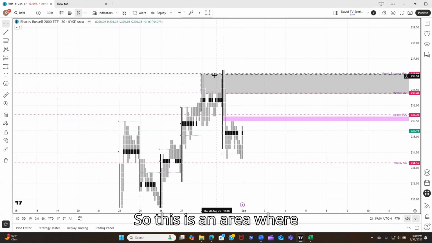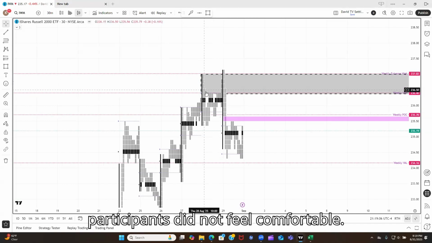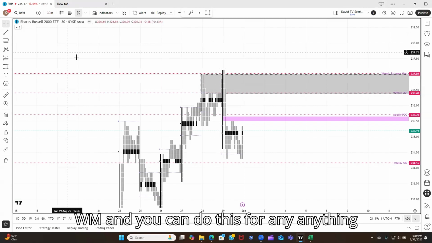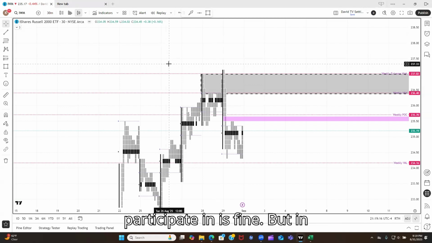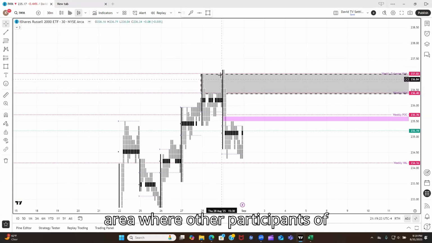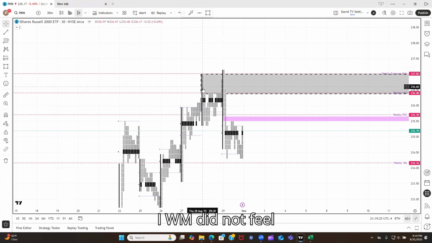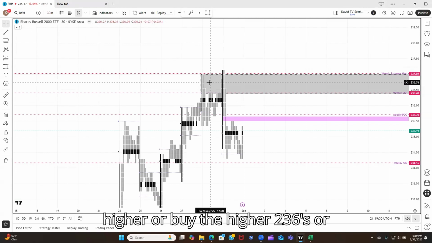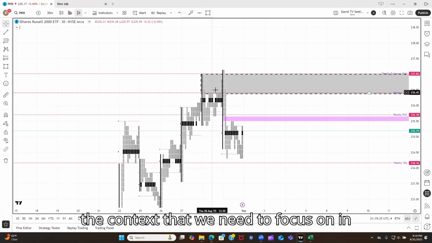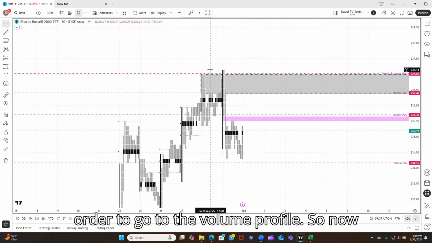So this is an area where participants did not feel comfortable buying this asset, which is IWM. And you can do this for anything, any auction that you want to participate in is fine. But for this example, IWM, this is an area where other participants of IWM did not feel comfortable buying higher, or buying the higher 236s or even in 237. So this is the context that we need to focus on in order to go to the volume profile.